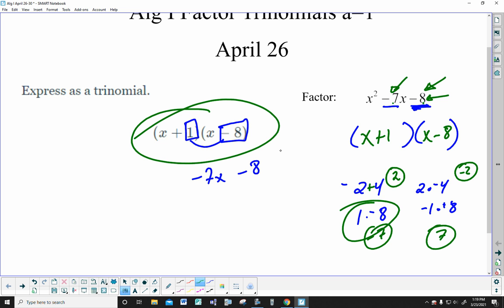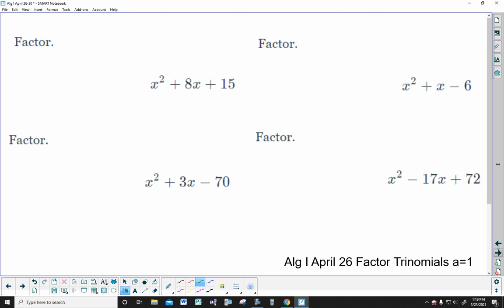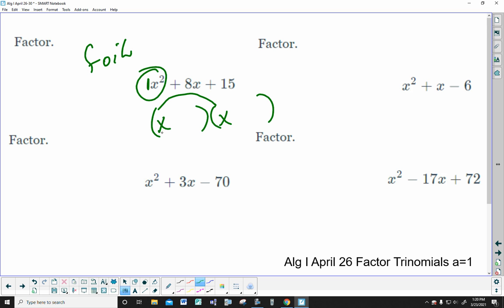Now, I haven't mentioned this yet. That is only true when the coefficient on x squared is 1. So if I had a 3x squared minus 7x minus 8, this process doesn't work because the coefficient on x squared isn't 1. Okay? All right. Because the leading coefficient is 1, and by the way, it's always going to be an x and an x when the leading coefficient is 1, because think of FOIL. The first two things have to multiply to give you x squared. There's only one way to do that, x and x.